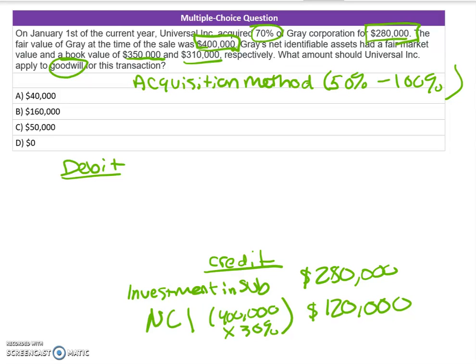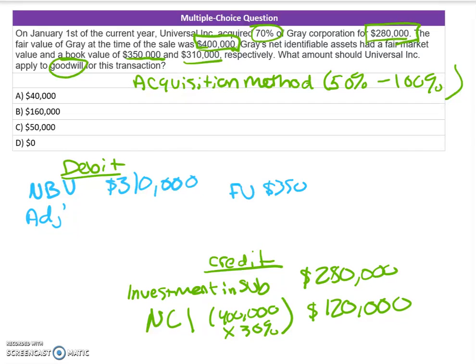So this is where we're going to be applying goodwill, should it exist. So let's do this with a different color so you guys can see the differences. We're going to start by taking the net book value of the assets that we are acquiring. So that's going to be $310,000. And now we can adjust it to the fair market value. So the difference is going to be our adjustment. We know that our fair value is $350,000. Thus, we are going to have an adjustment of $40,000.